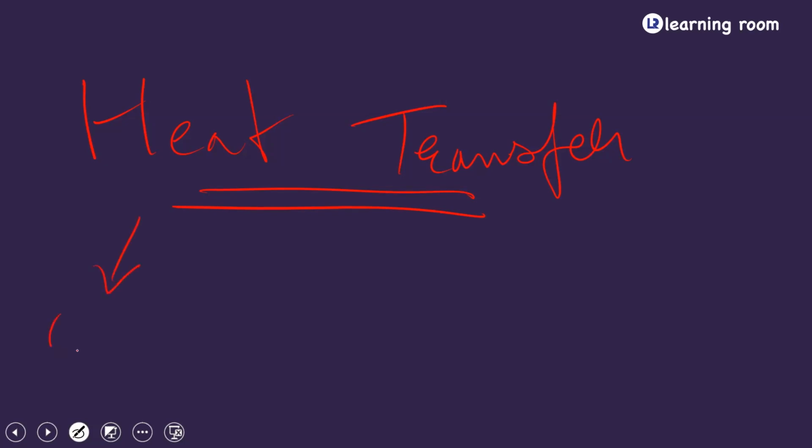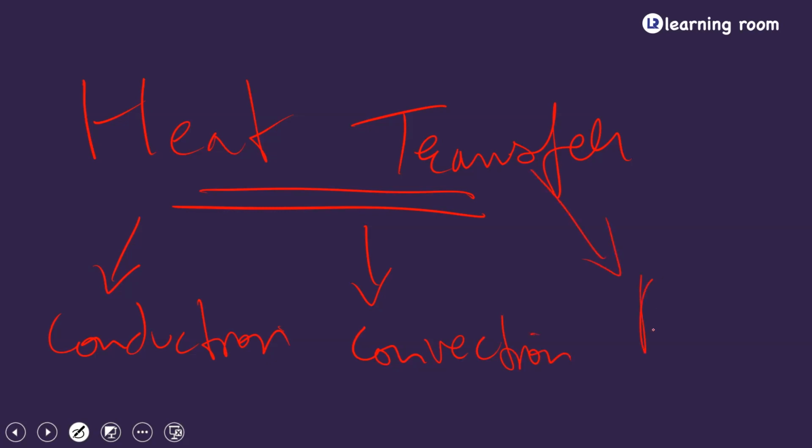One is called conduction. Have you heard of this? Have you heard of convection? And the third one, then you should be able to name it, radiation. Conduction, convection and radiation. There are 3 ways in which I can transfer heat from one body to another.